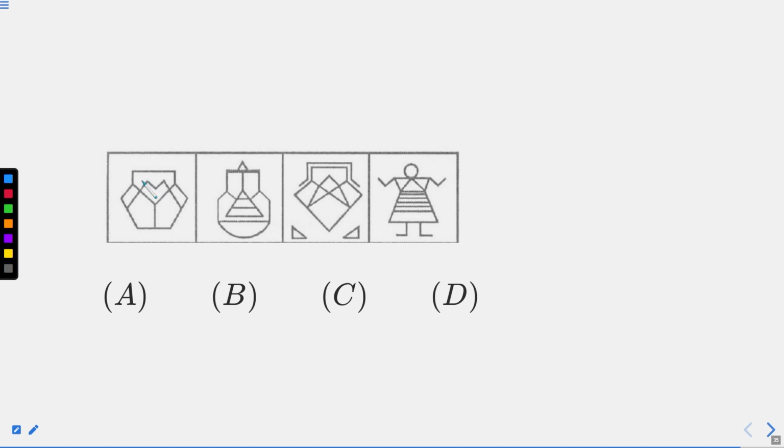You can see here we are getting V's. The first V, the second V, the third V. Where is the fourth one? We are not able to get this. So we will mark this as a wrong part.